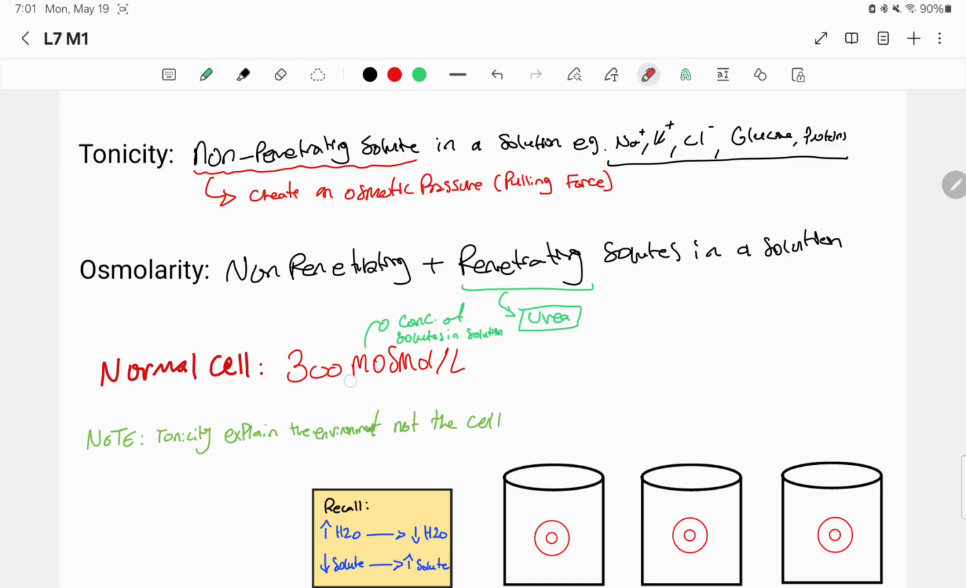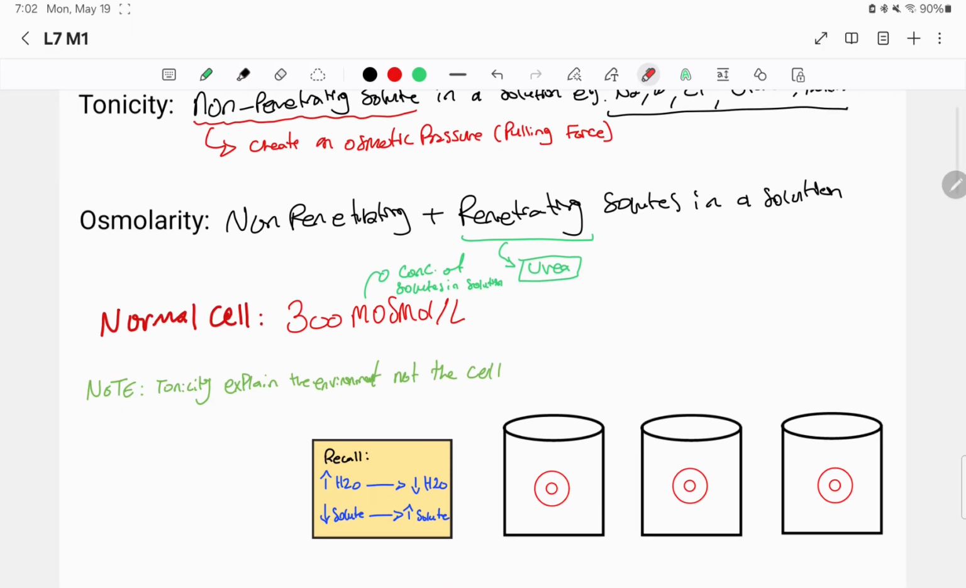Now, milliosmoles is very common. Milliosmoles refers to the concentration of solutes in a solution that contribute to the osmotic pressure. So that's what osmolarity is most commonly used for. And again, we'll talk about the definition a little bit more later.